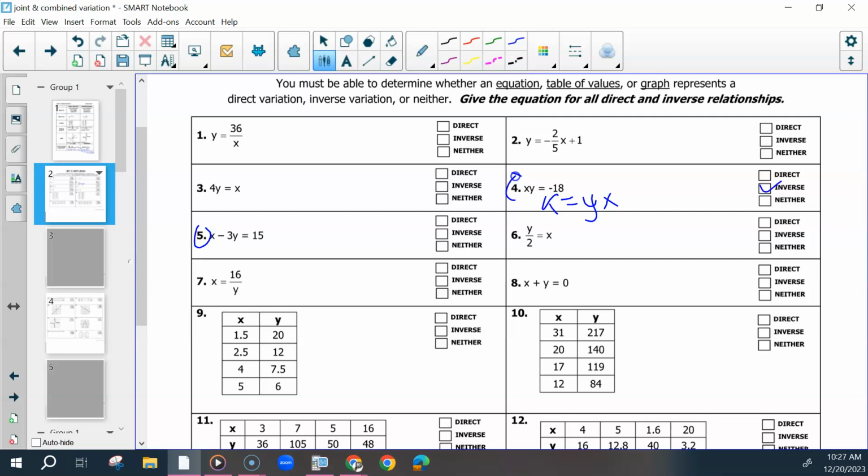But let's say you forgot about that. You could solve this for y. I'll move this up here. If I solve this for y, how would I get rid of x? Divide. So then y equals negative 18 over x, which is the inverse equation. So either way, it is inverse. Questions on that one?